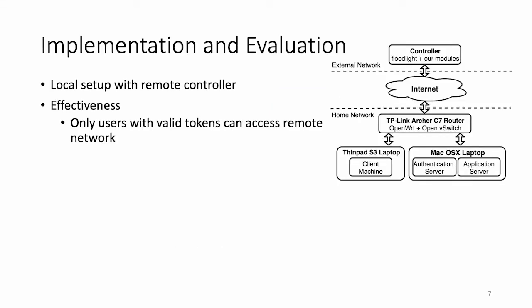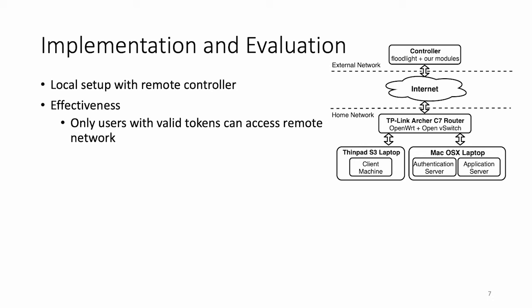We have implemented our system in a local area network plus a remote controller. This is to simulate the network propagation. Inside the local area network, we have a laptop to simulate the client machine. We have a TP-Link router flashed with OpenWRT and Open vSwitch used for the SDN agent. We have another laptop running two virtual machines, one for the authentication server and one for the application server.